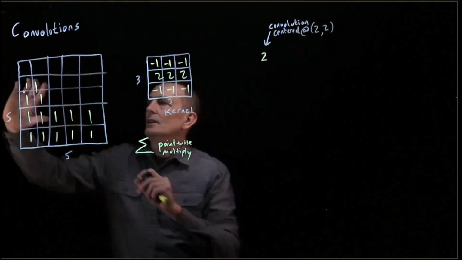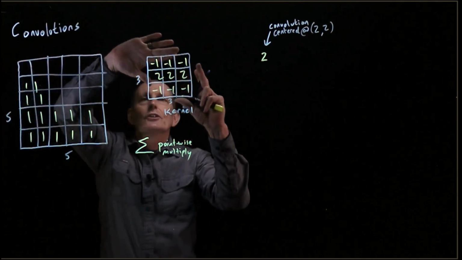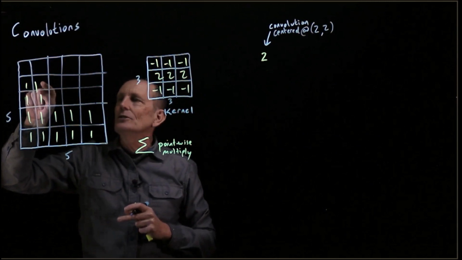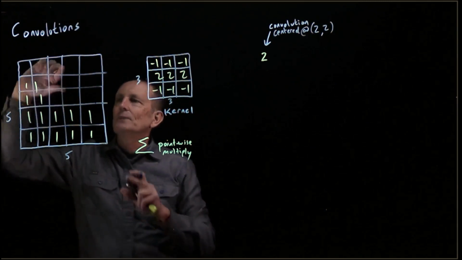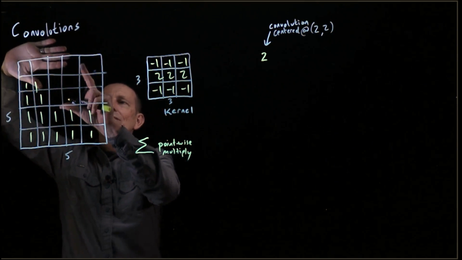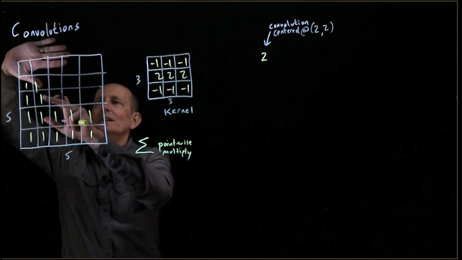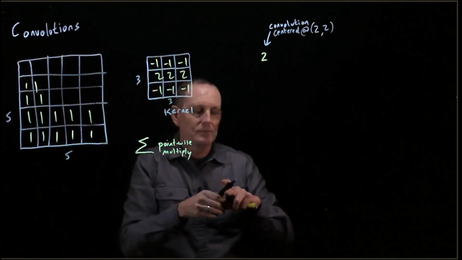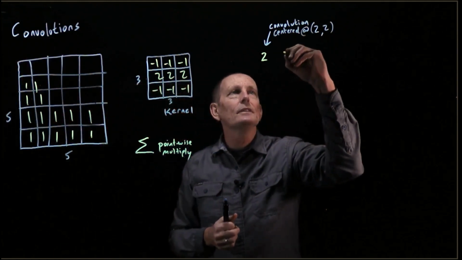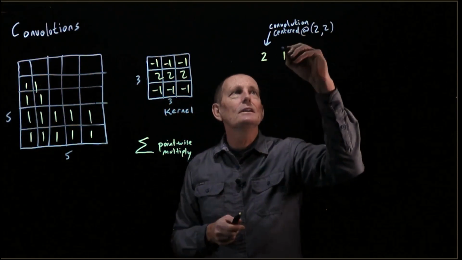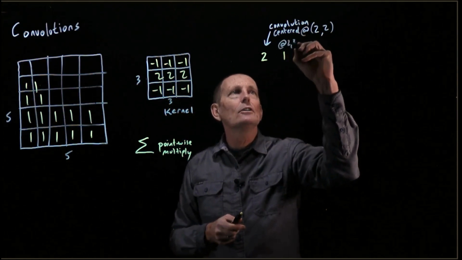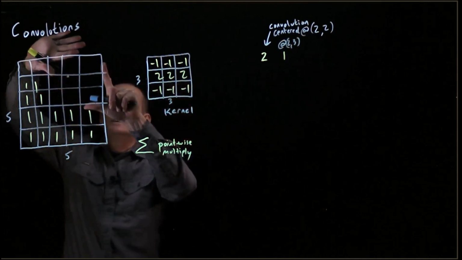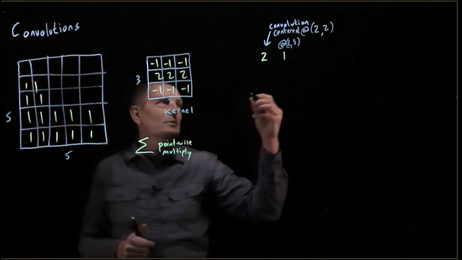And then we move this kernel over 1. Instead of being centered at 2, 2, we're going to look centered at 2, 3. If we look centered at 2, 3, everything's going to be 0 except these two. So that's going to be 2 times 2 plus 1 times -1, which will be a 1. So we have a 1 here, centered at 2, 3. And we move it over again. Since this is all zeros, the total is going to be 0.